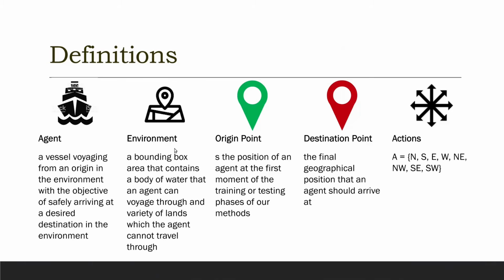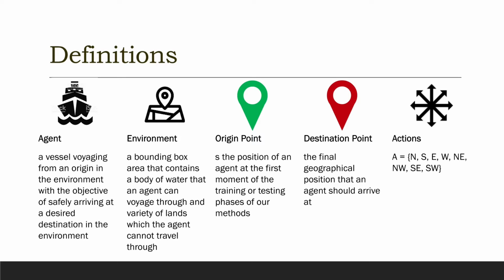In this part, I explain the main concepts used to model our agent environment approach. In this work, an agent is a vessel voyaging from an origin in the environment with the objective of safely arriving at the desired destination in that environment. The environment is a bounding box area that contains a body of water that an agent can voyage through and a variety of lands which the agent cannot travel through.